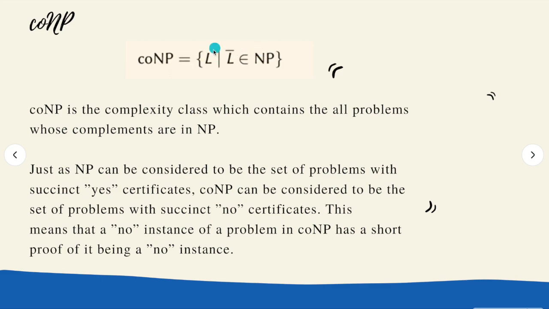A language L is said to be in the class coNP if L complement, the complement of the language, belongs to NP.